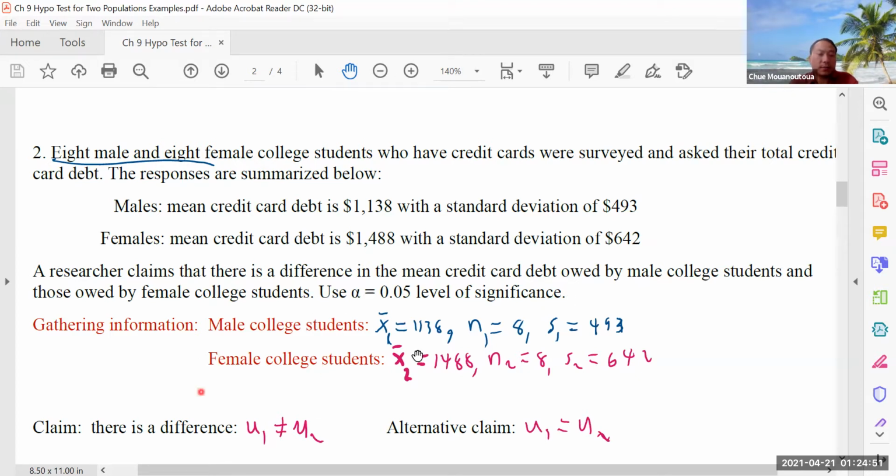Here I'm going to collect some information. We kind of went through this process already, but let's review this together. Based on what they gave us, we have credit card debts by male and female college students.